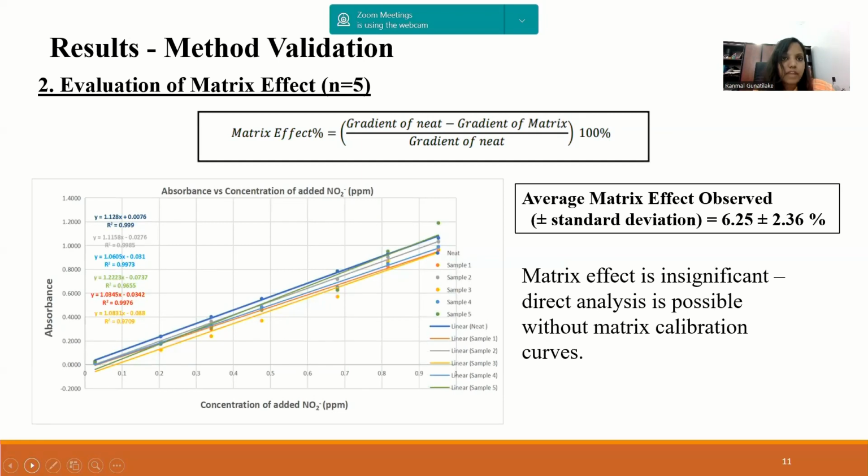The average matrix effect, as you can see, was calculated to be 6.25%, which is insignificant, and therefore no matrix calibration was required for any of the sample analysis, and a direct analysis was possible.